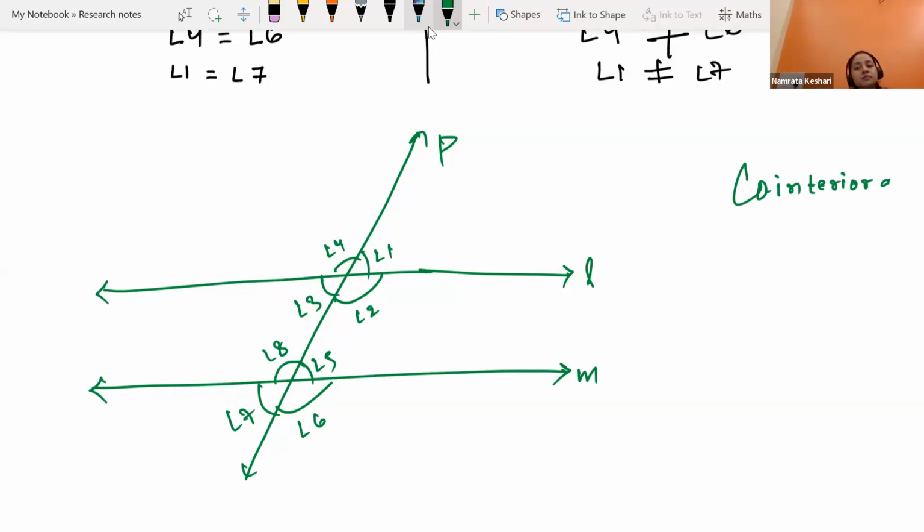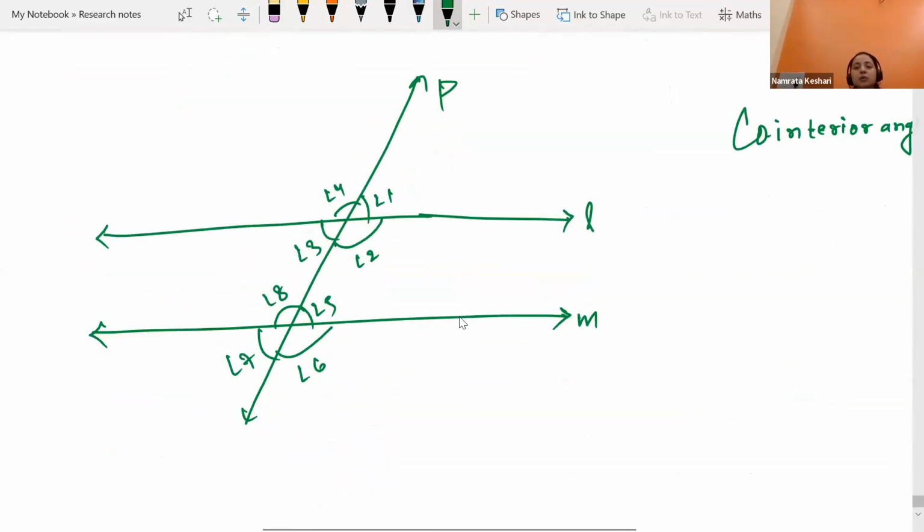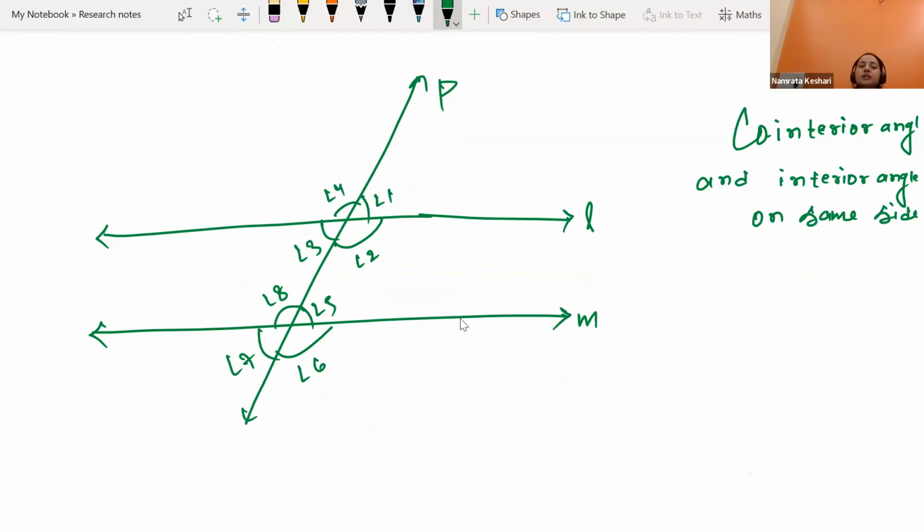Ma'am, what is co-linear pair? Just a second, I'm coming to that. Co-interior angle and interior angle on the same side. Basically we are trying to say interior angles on the same side of the transversal. P is the transversal. Can you see we are having interior angles 2 and 5?